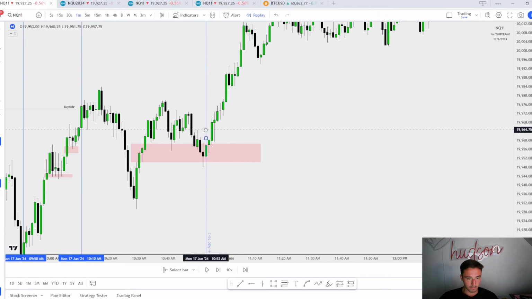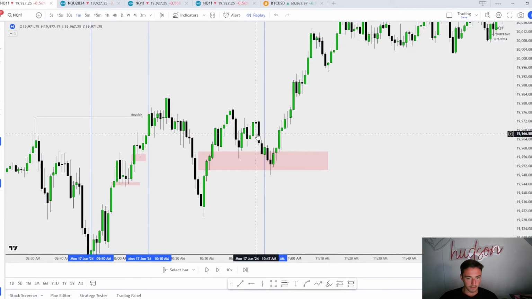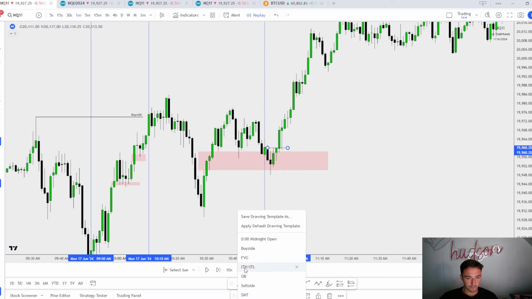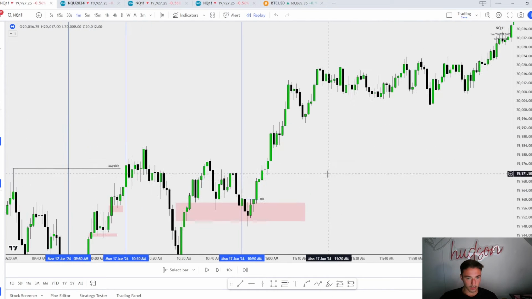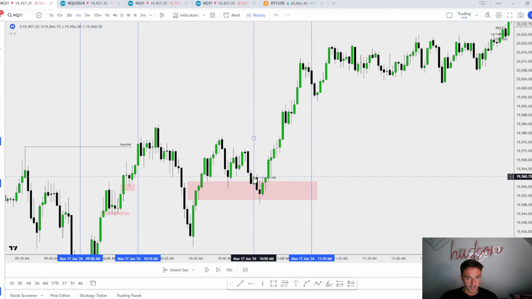10:50 retraces to that imbalance. Change in the state of delivery. Come down, tap this order block. 11:10 right here. Retrace, stop out traders.